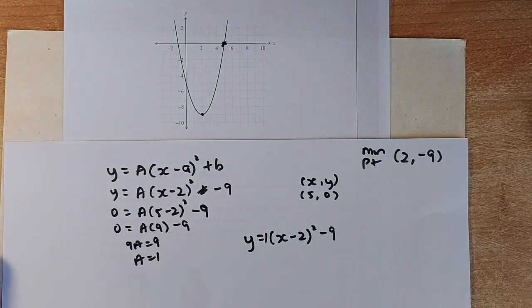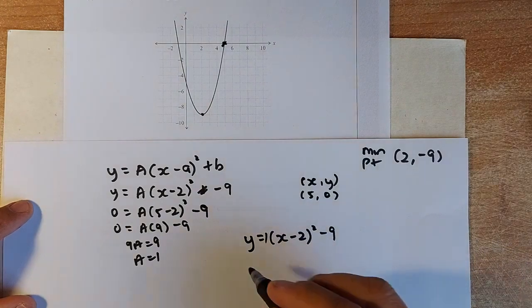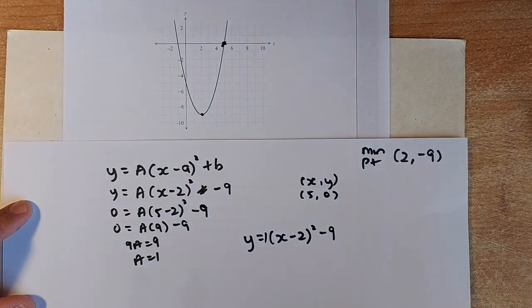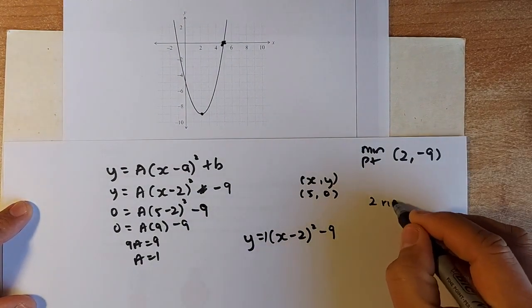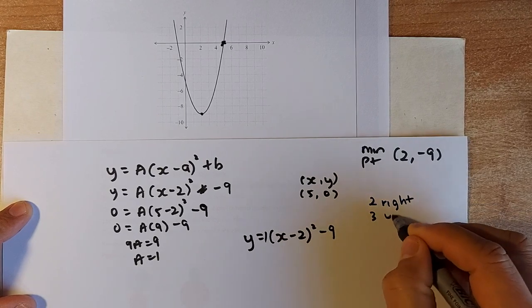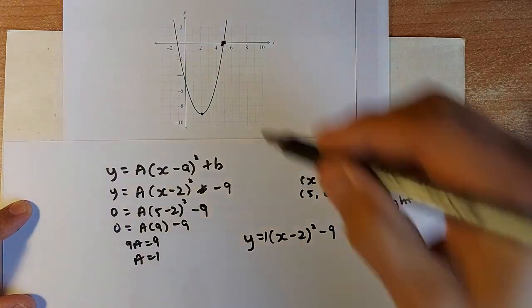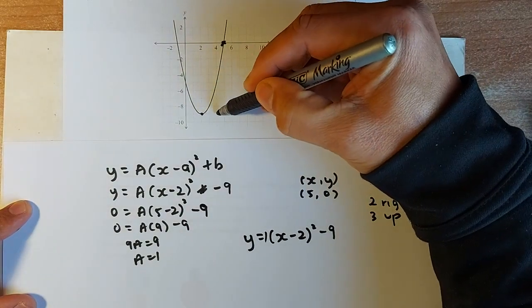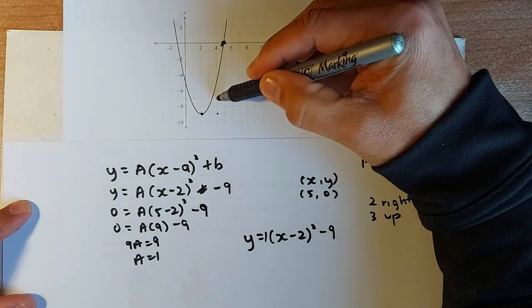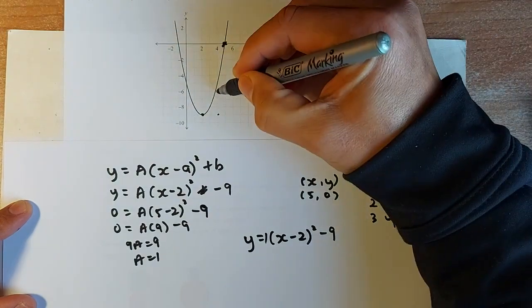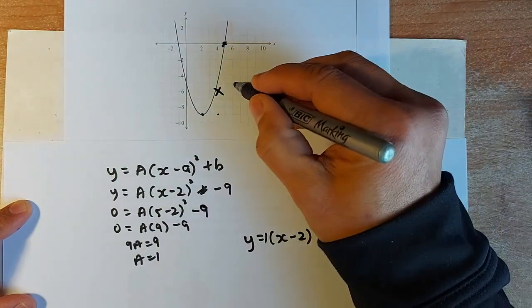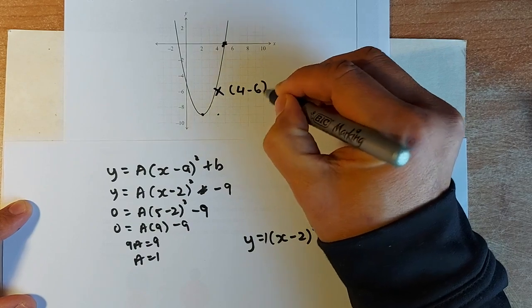Now we shall look at the next question, which is a merit question. What happens if the graph moves to the left or to the right or up and down? Suppose we decide to move the graph 2 right, 3 up. If the graph moves 2 right and 3 up, you move from here 2 right, 1, 2, so that's the point, and going up 3, 1, 2, 3, that is your new minimum point there. That minimum point is now (4, -6).